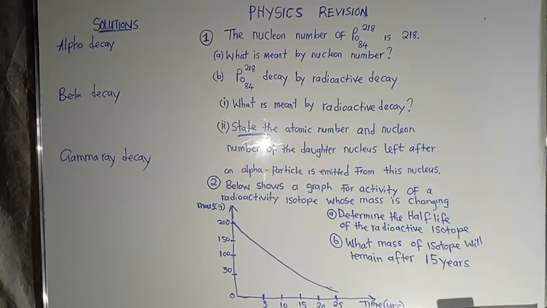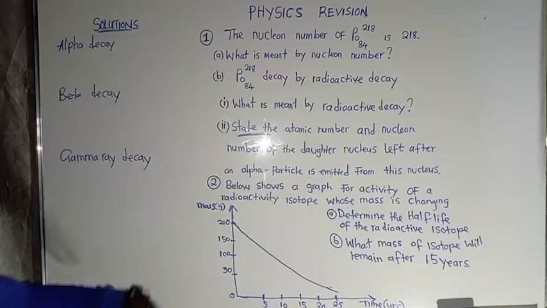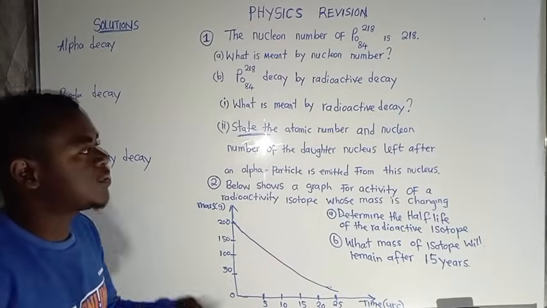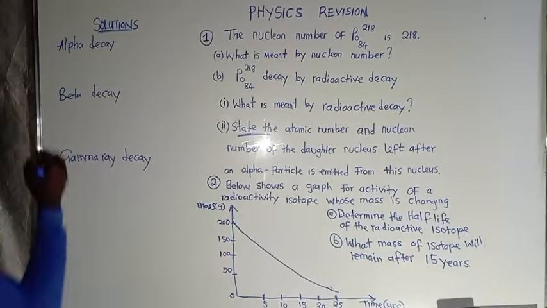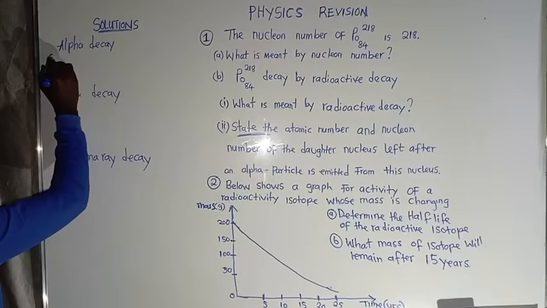Okay, so an alpha decay. When we are talking about an alpha decay, what you need to understand is that in an alpha decay, we get to have the what? The mass number.